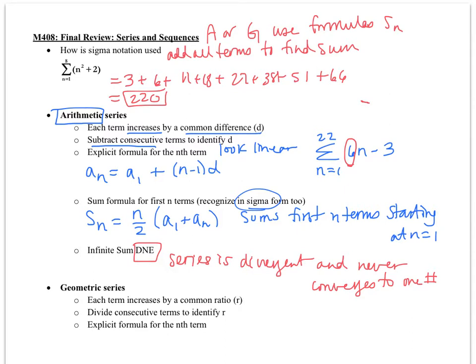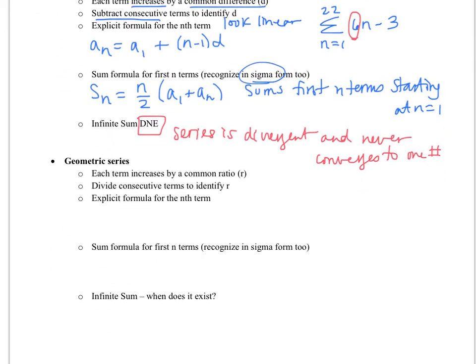Now when we are looking at our geometric series, what we will see here is that each term increases by a common ratio, which we call r. And to find that common ratio, we're going to divide consecutive terms. The explicit formula for a geometric series is a sub n equals my first term times r to the n minus 1 power. Notice the differences between arithmetic and geometric. You are always starting with your first term, and then in arithmetic we are adding additional differences. In geometric we are multiplying by additional ratios.